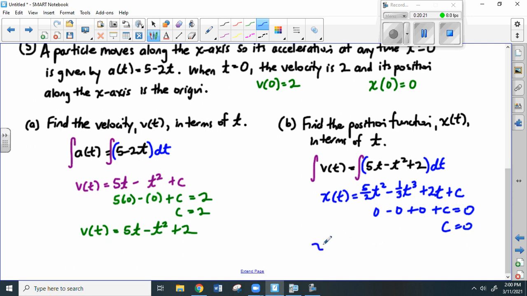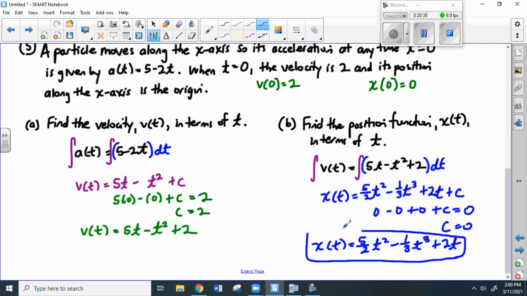And so last but not least, I just need to take the time to rewrite the function with that 0 plugged in, or in other words, left off. Okay, so there is your position function. And remember, over here, we were finding the velocity function.